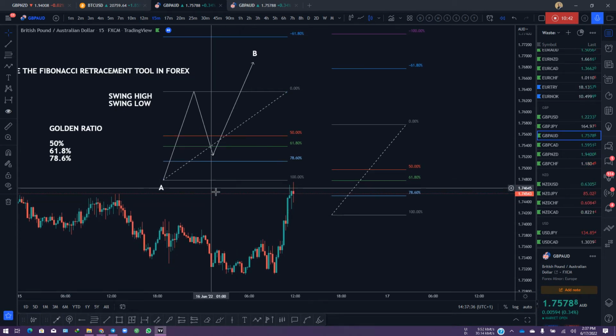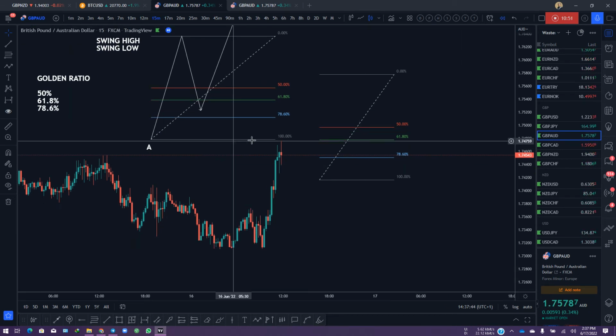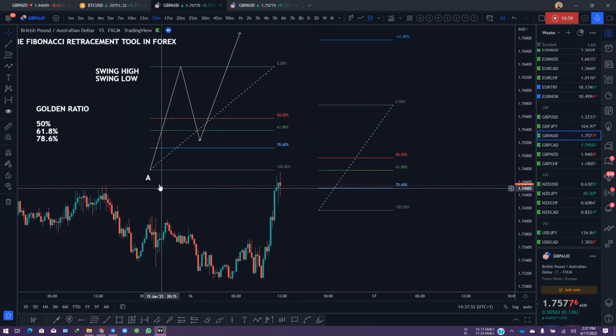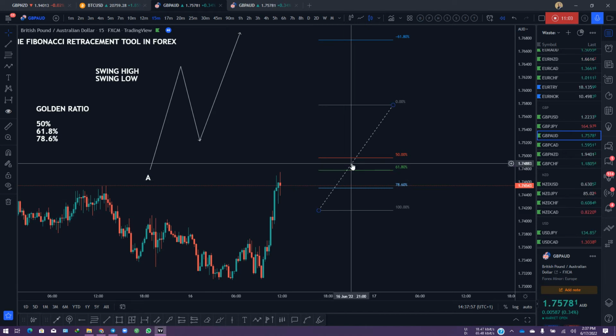So let's look at a case study now, which is what I talked about. This is the pound Aussie dollar. This was an entry that I took on the pound Aussie dollar yesterday. So let's draw the Fibonacci here now. So I'm going to reduce this. Actually, let me delete this. Okay, good. And also this.